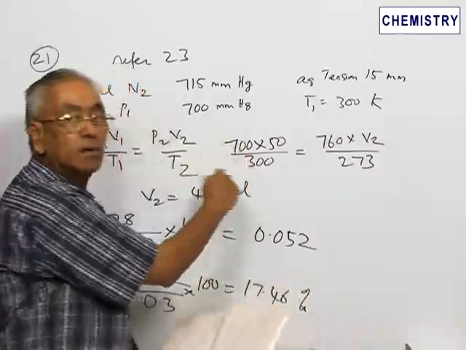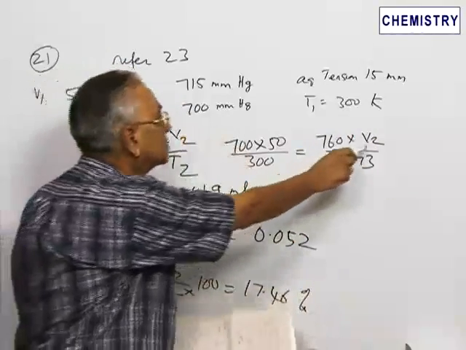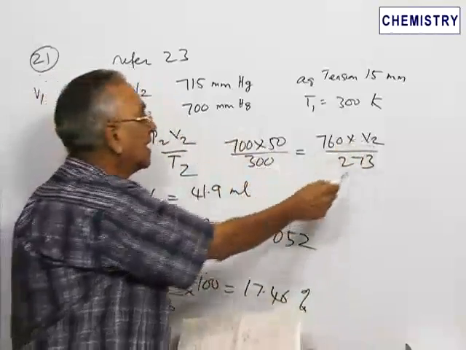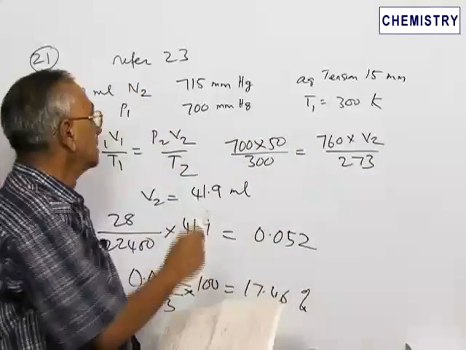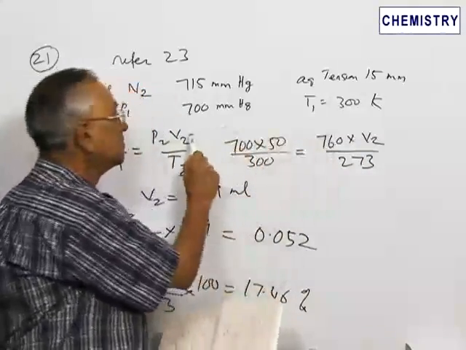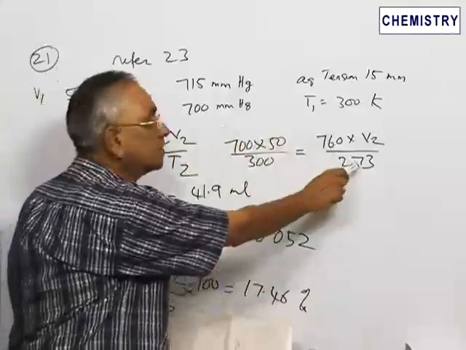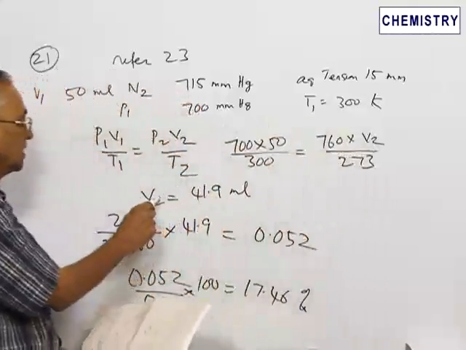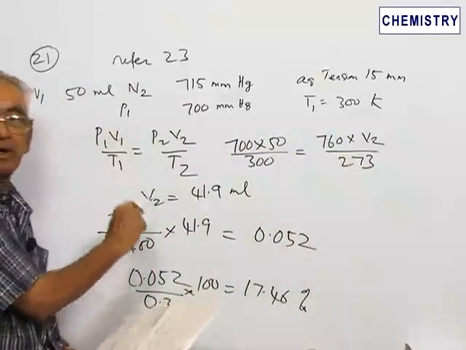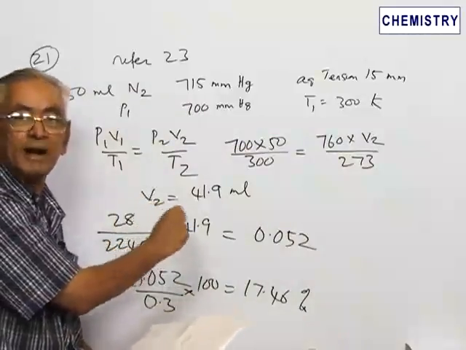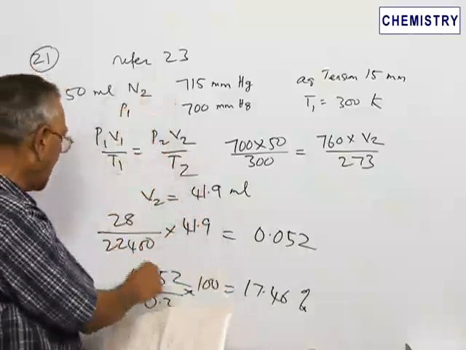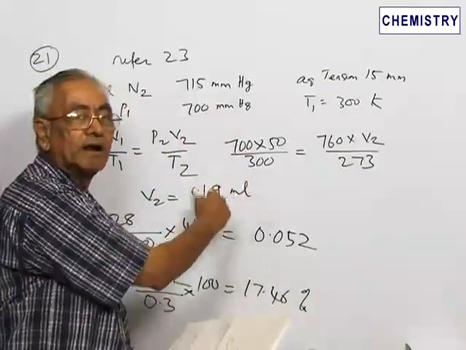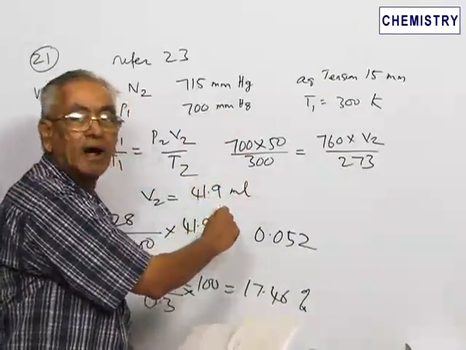We do not know the volume of nitrogen at this condition. Therefore, simply write it as V2. And what is the temperature? It is absolute temperature, 273. So P2 is 760, V2 is to be found out, and T2 is already known, 273. So the only unknown factor is V2. This V2 will give the volume of nitrogen that is liberated from 0.3 gram of the substance. This is the volume of nitrogen liberated at STP, or standard conditions.